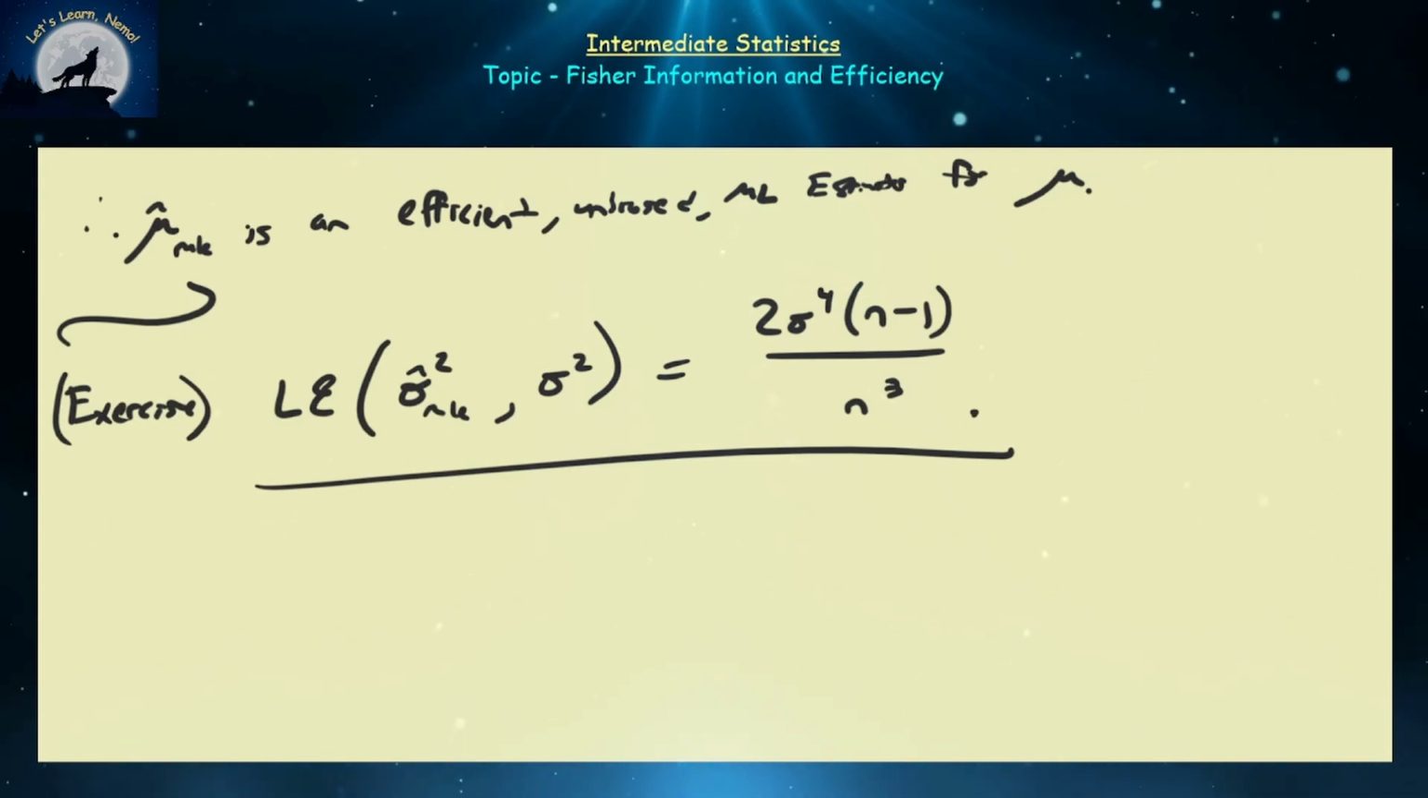But these are some of the main points that you definitely need to know when it comes to finding the Fisher information and also the efficiency or lack thereof of some estimator for some parameter in which you are interested in estimating.